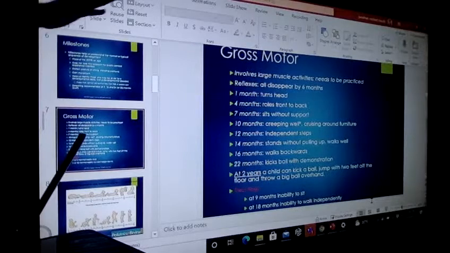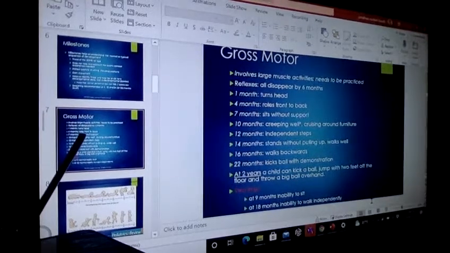And we're looking at these different milestones and gross motor skills. After walking backwards, kicking a ball with demonstration, you teach them how to do that. And then at 2 years, they can kick a ball, jump with 2 feet off the floor, and throw a ball overhand. Some of the red flags while you're watching for development is if they cannot sit at 9 months, and if they can't walk independently at 1.5 years. That's some of the stuff we look for.